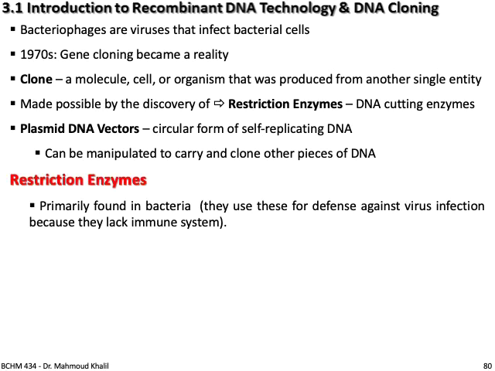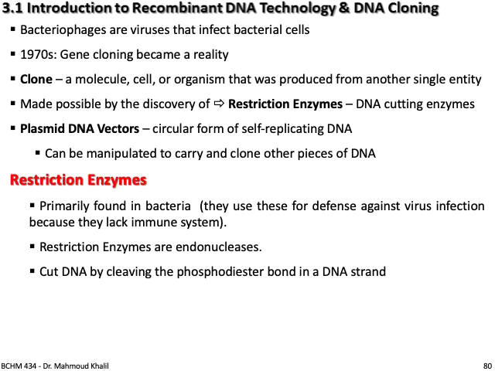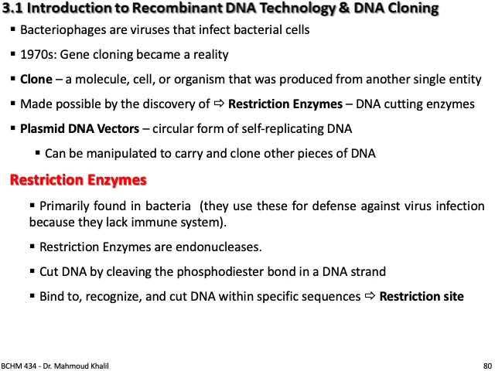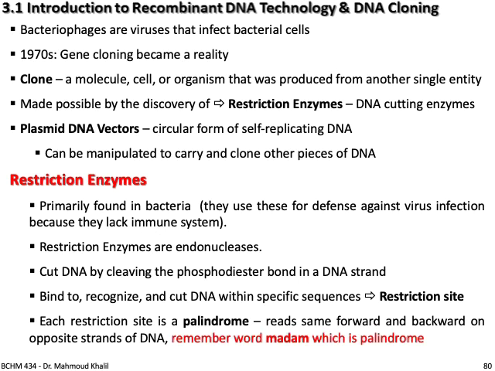What are restriction enzymes? Restriction enzymes are primarily found in bacteria. They use these for defense against viral infections because they lack an immune system. These enzymes are endonucleases and cut DNA by cleaving the phosphodiester bond in the DNA strand. They bind and recognize specific sequences called restriction sites. Each restriction site is palindromic. What's the meaning of palindromic? It means that it reads the same forward and backward on opposite strands of DNA. Remember the word madam, you can read it from right or left and it is the same.